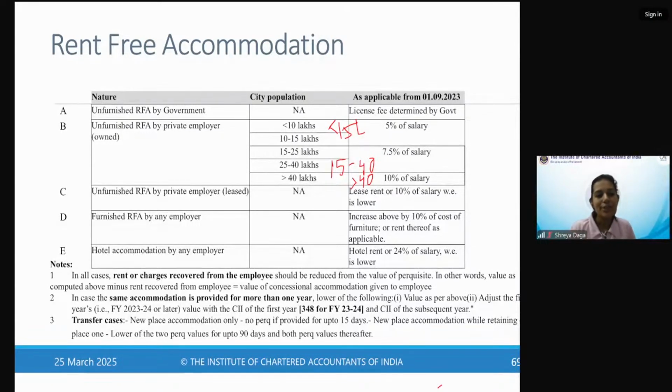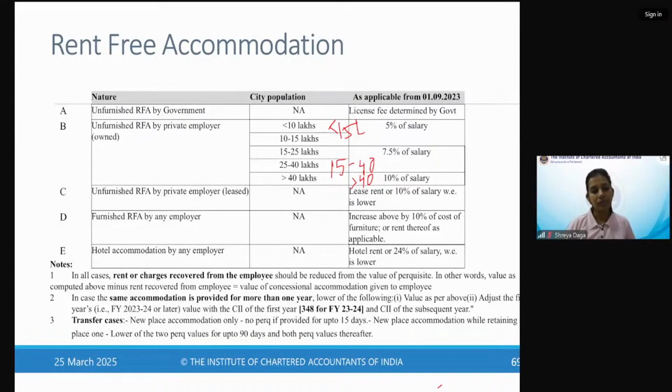Okay, no problem. So, unfurnished rent-free accommodation, if it is given by a government, then whatever be the population of the city, the value will be license fee determined by the government. But if unfurnished accommodation is given by a private employer who also owns the property, then it depends on the population of the city in which the property is given. For cities having population up to 15 lakhs, 5% of salary. For 15 to 40 lakhs of population, 7.5% of salary. For more than 40 lakhs of population, 10% of salary will be deemed to be the taxable value of this perquisite.